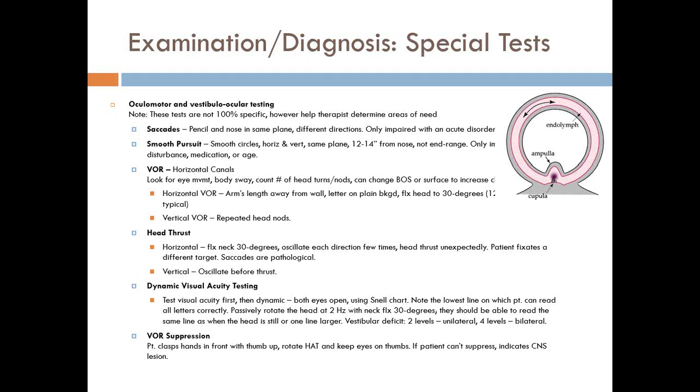Okay, kindly repeat instructions. Pick a volunteer. On a piece of paper, write the letter B, which would be 2 inches in height. Fix that piece of paper to the wall at a height that allows the patient to flex their head 30 degrees while standing. Patient one arm's length away from the wall.